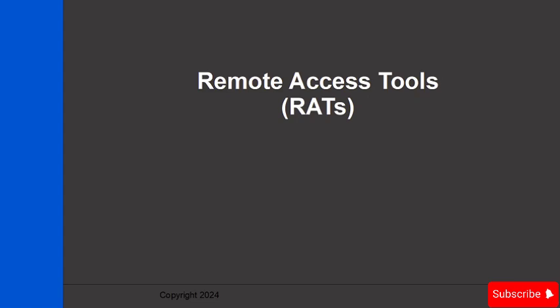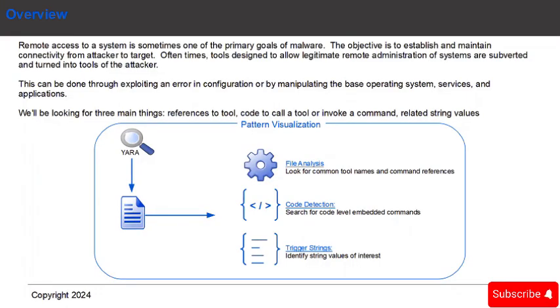Remote access tools, sometimes referred to as a RAT, can also be referred to sometimes as remote administration tools. The reason is that remote access to a system is probably one of the primary goals of malware. The objective is to establish and maintain connectivity from attacker to target. And oftentimes we find that tools that are designed to allow legitimate remote administration of systems are actually taken advantage of, and they're subverted and turned into tools of the attacker.